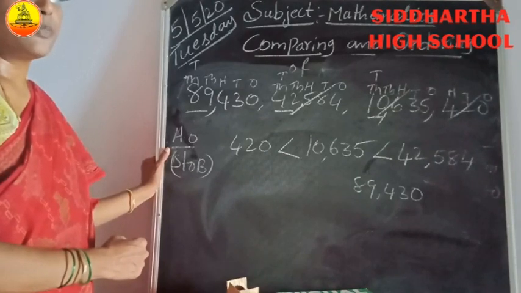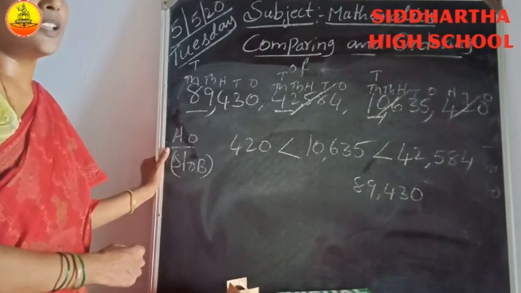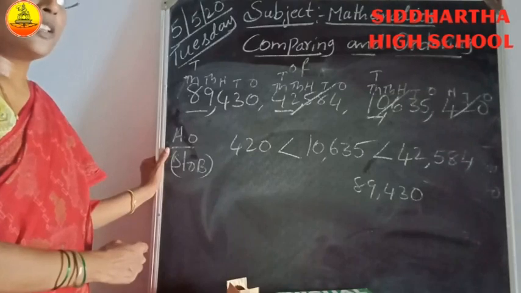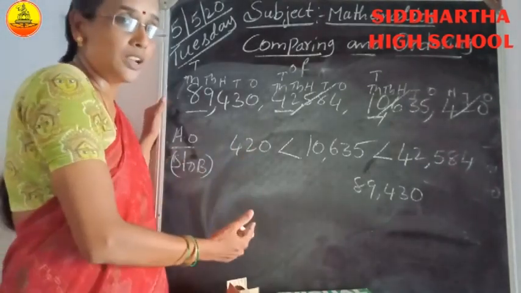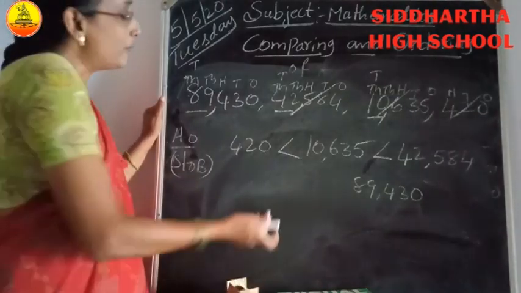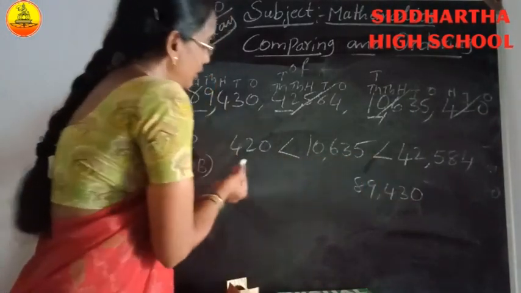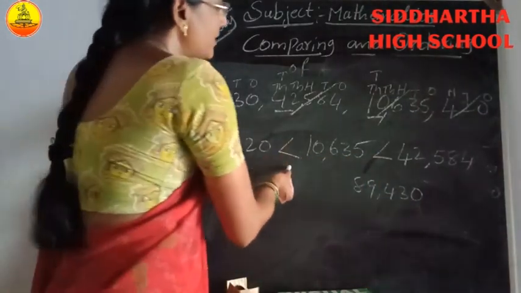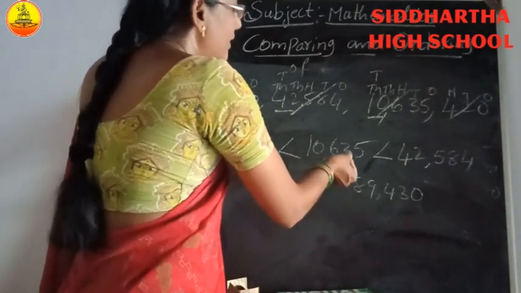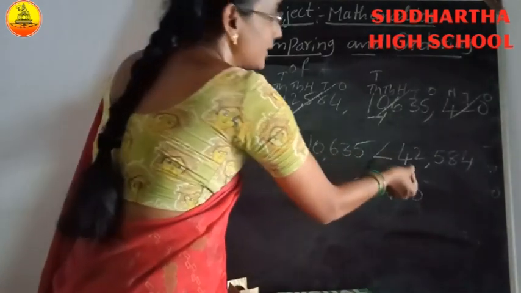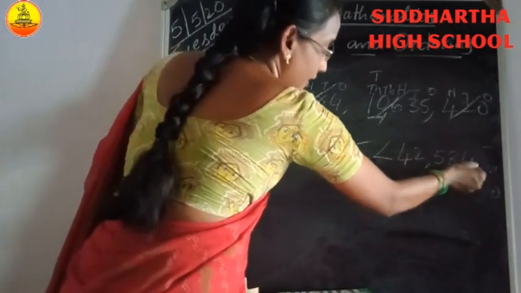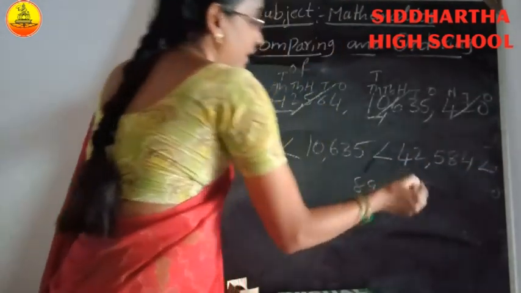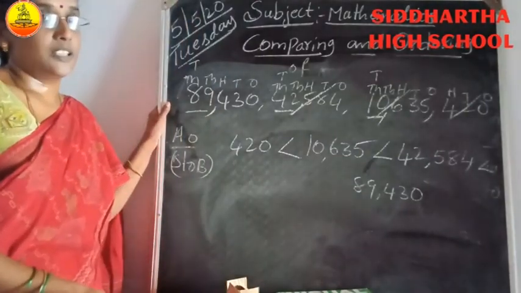In ascending order, we arrange the numbers or things from the smallest to biggest. If you arrange them that way, you will get the ascending order, using the less than symbol. 420 is less than 10,635. 10,635 is less than 42,584. 42,584 is less than 89,430.